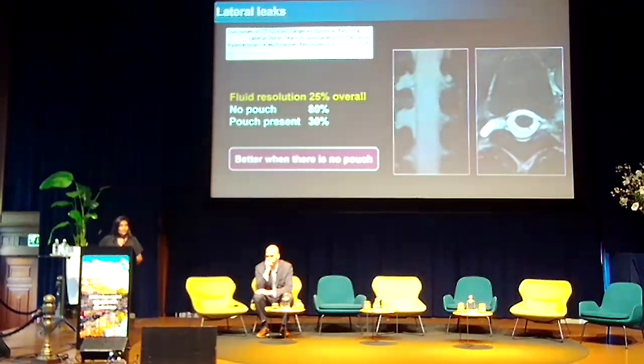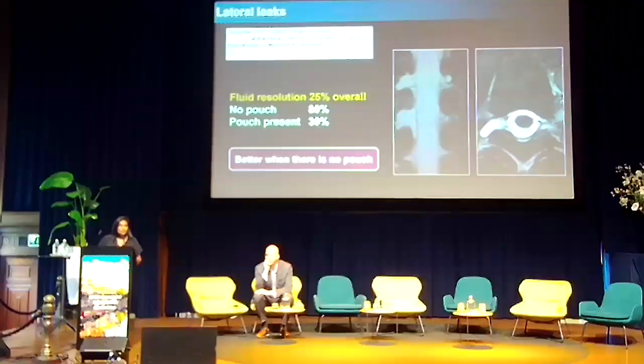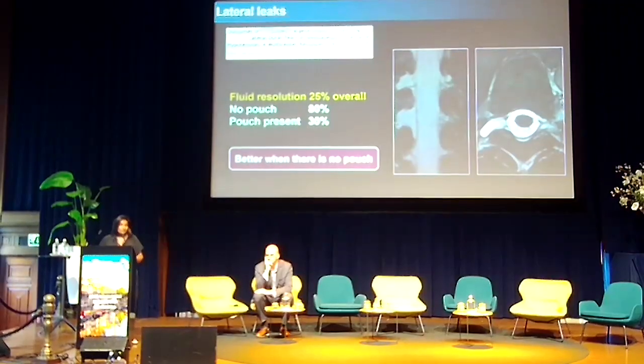And we have just come out with this paper, which looked at the outcomes of CT-guided targeted patching for lateral leaks. And again, the actual defect cure in terms of fluid resolution was around 25% overall. And this is significantly altered when there is or isn't the presence of a pouch. And we're assuming that from the radiological issue or seeing this radiologically, but also from some of these cases that went to surgery. So when there's a bigger pouch, you're going to have a lower chance of success.